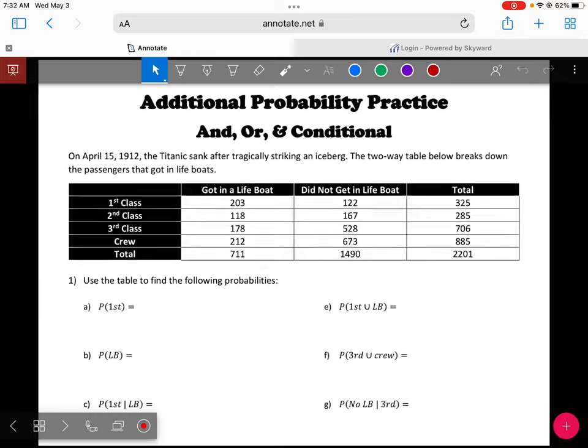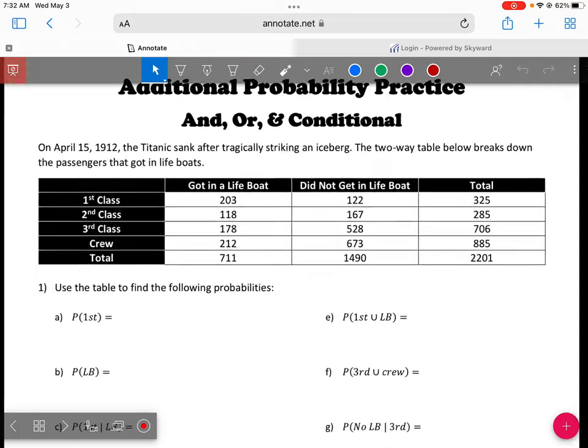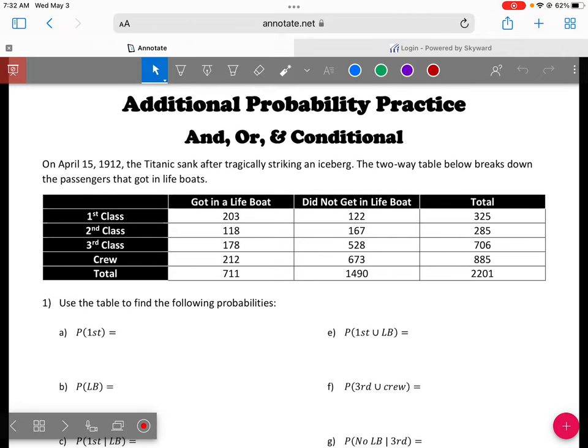All right. So I think it's page 16 on yours. Is that correct? All right. So we're talking about additional probability practice, and, or, and conditional. Now, as I recall, everything is like blacked out on your papers. Is that correct? You cannot see anything, which is really annoying. So here's what I need you to do.